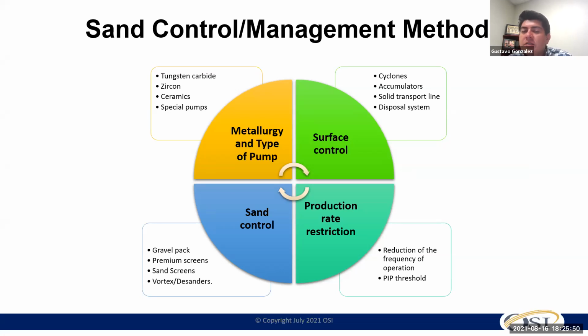Surface control is going to be the use of the cyclones, how we're transporting that sand at the surface, and disposal, everything. And the production rate restriction is more how we also are going to operate. Maybe we go back and decrease the drawdown, and in this case reduce the frequency, to control more the forces of the drawdown that I'm creating in my formation and how much sand we're pulling.